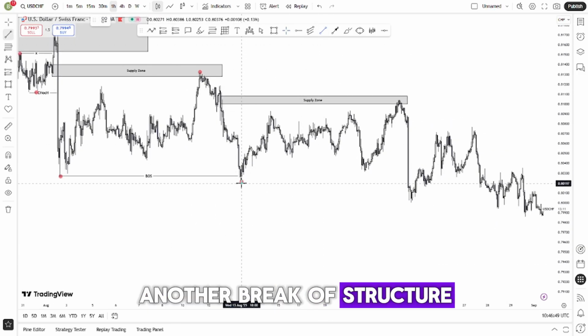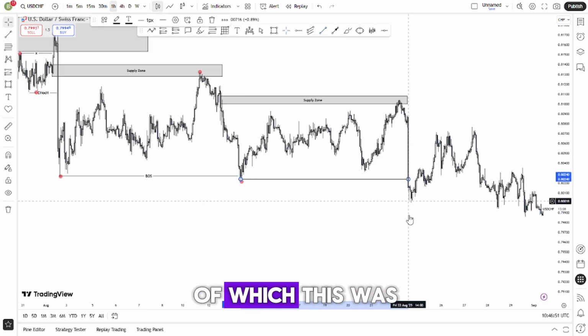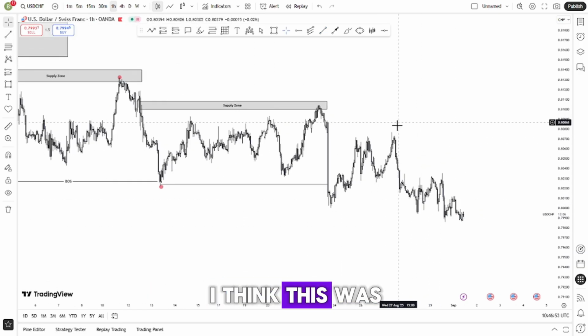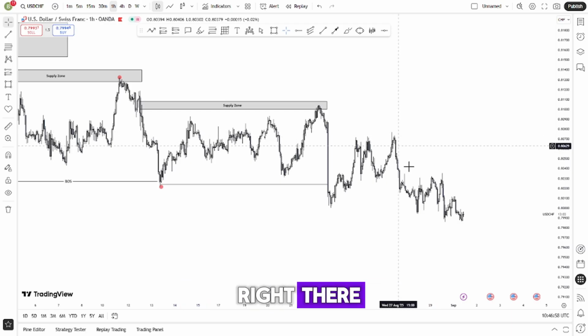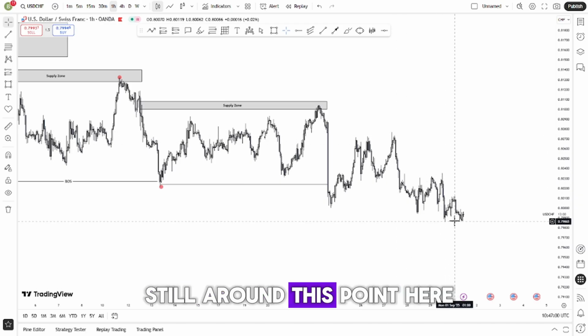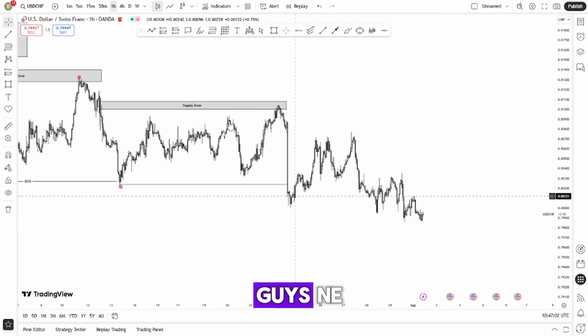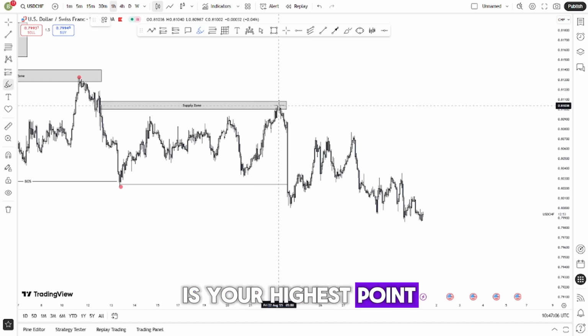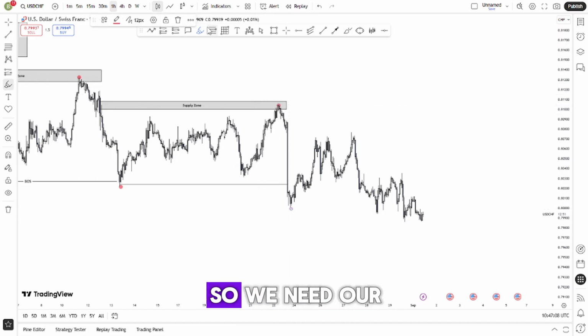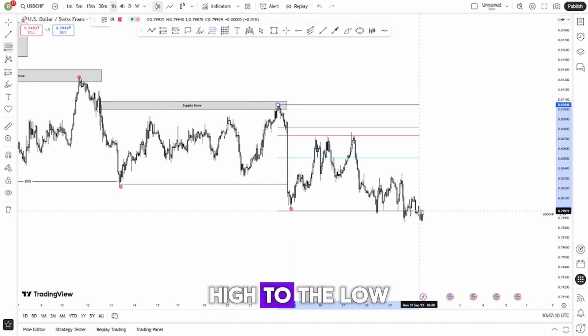So another break of structure came up around this point, of which this was today's trade. I think this was today's trade. No, it wasn't today's trade. As you can see right there, price action is still around this point here for Monday, guys. So just like that, we know that this is your highest point, then this is your lowest point. So we need our fib tool from the high to the low.